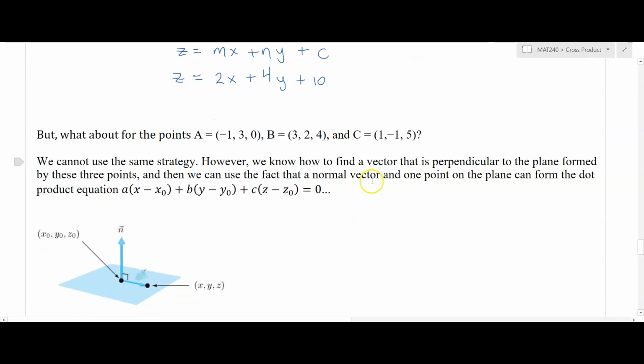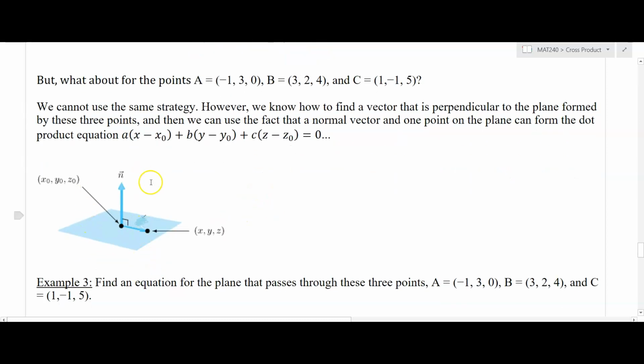So what do we do? Well, we know how to find a vector that is perpendicular to the plane formed by these 3 points. And then we can use the fact that a normal vector and one point on the plane can form the dot product equation a times x minus x naught plus b times y minus y naught plus c times z minus z naught. We took advantage of the dot product to say, hey, if you have one known point on a plane and some arbitrary point on the plane, and a vector that is perpendicular to that plane, the normal vector n equals abc, then we can compute this vector here.